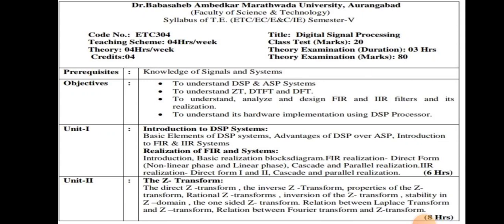So in second unit we will cover the syllabus, that is the direct Z transform, the inverse Z transform, properties of Z transform, rational Z transform, inversion of Z transform, stability in Z domain, the one-sided Z transform, relation between Laplace transform and Z transform, relation between Fourier transform and Z transform. This second unit will require approximately 8 hours to complete this chapter. So this is how we have covered the syllabus of first 2 units.